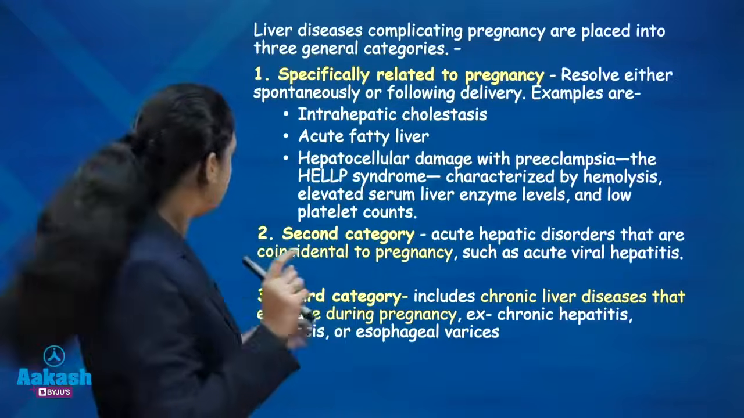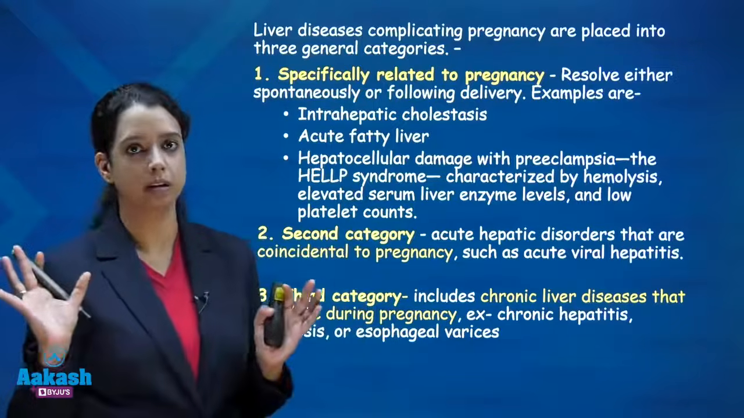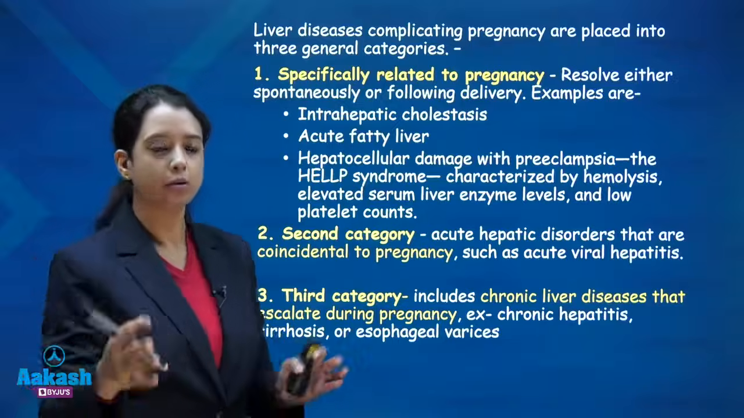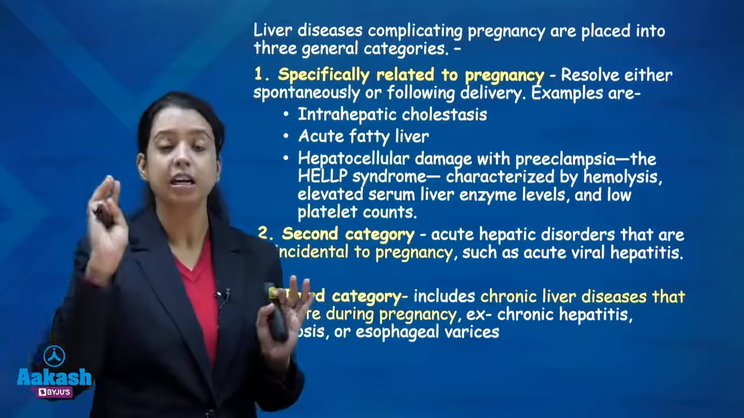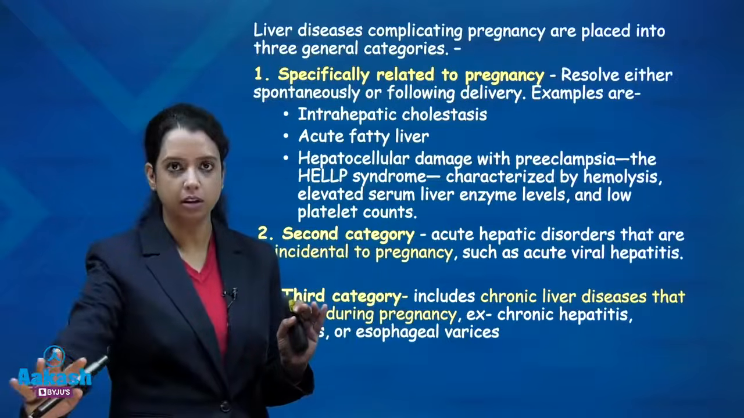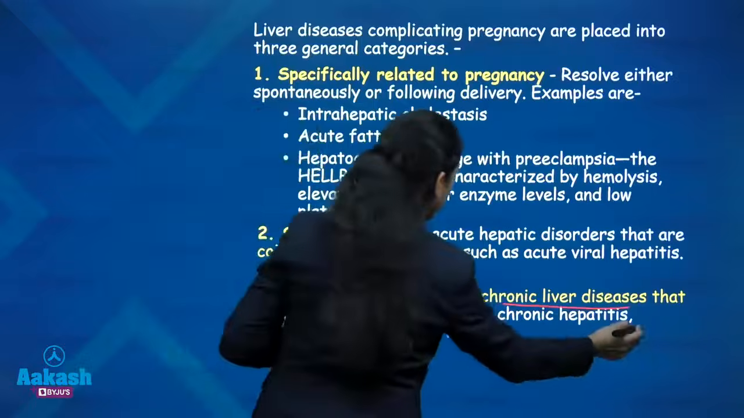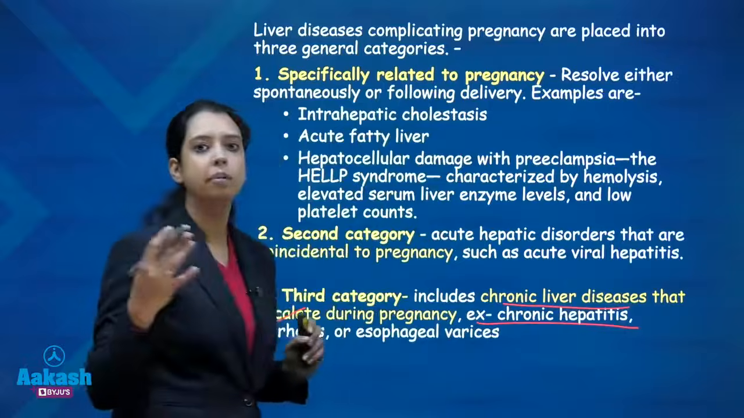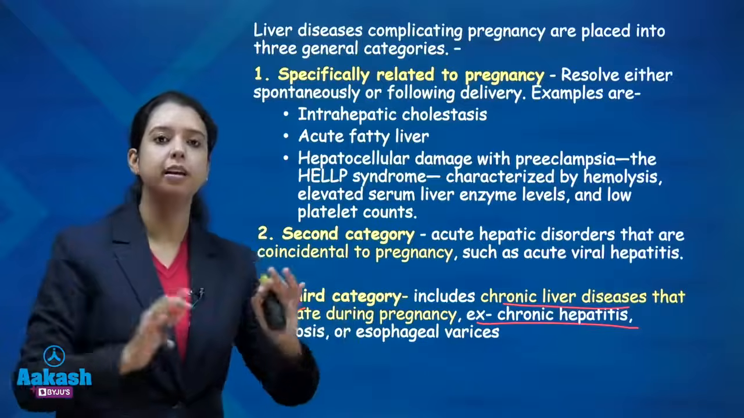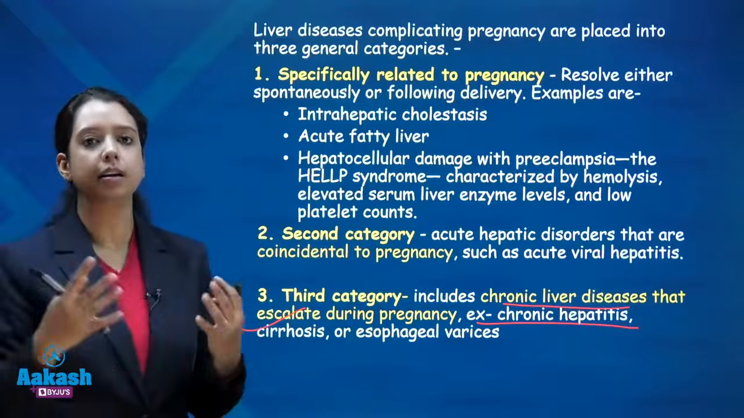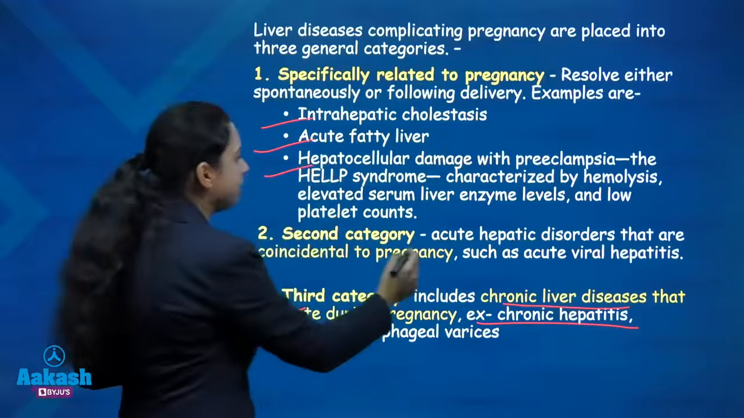So this is one category. The second category is acute hepatic disease which is coincidentally occurring in pregnancy, like acute viral hepatitis. It is not related to pregnancy, but it has occurred by chance in pregnancy. Third, you have a chronic liver condition which is exaggerated because you are pregnant. So chronic liver disease or chronic hepatitis which is escalated because you are pregnant. It is stress on the liver. That is your third category. So the basic liver conditions which are commonly encountered in clinical practice and commonly questioned are these and hepatitis.